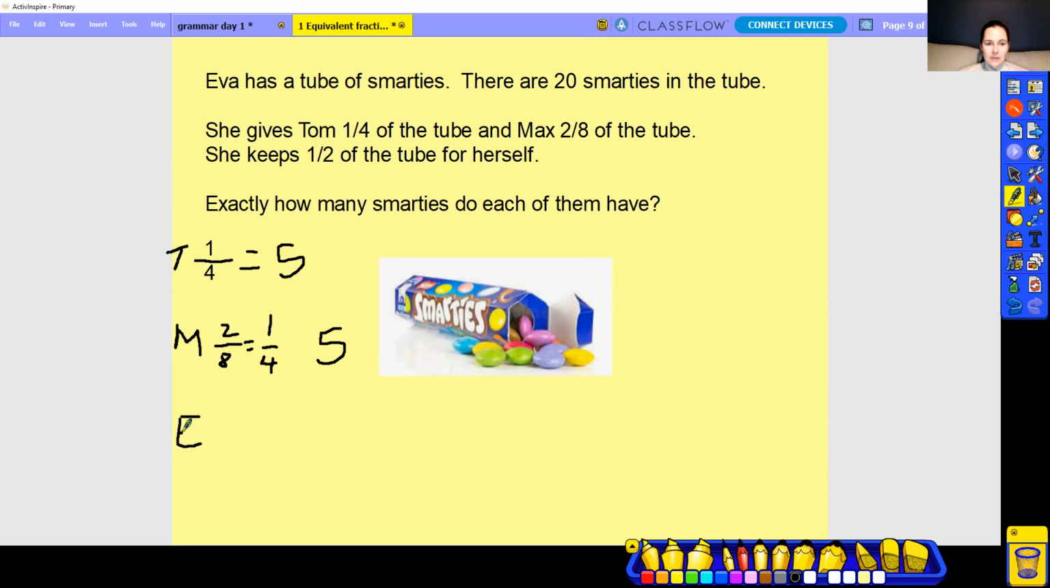So Eva has half of the tube. A half means you're splitting the tube into 2 pieces. So if you've got 20, you need to divide it by 2. 20 divided by 2 is, of course, 10. So Eva's got 10. Tom has got 5, Max has got 5, and Eva's got 10. We can double check it by adding it together: 5 and 5 is 10, add the 10, which is 20.